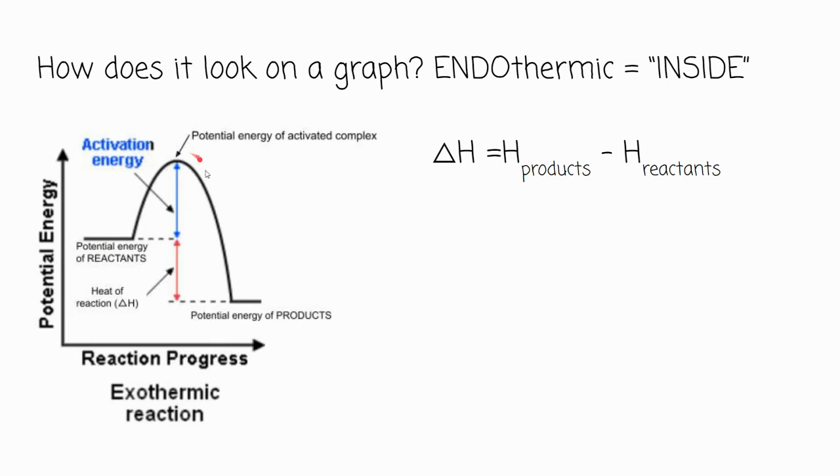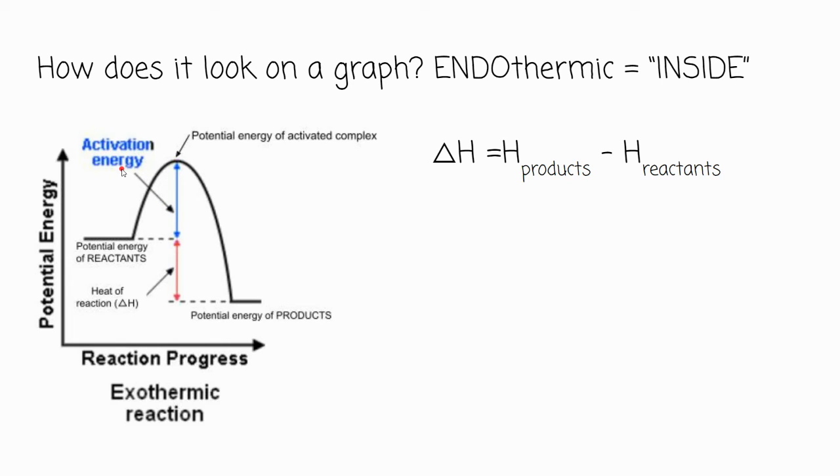Remember that in order for the reaction to occur, you must hit the activated complex. So up here represents the potential energy of the activated complex. This is the activated complex. So if there was an arrow drawn from the very bottom all the way up to the very top, like there is on your paper, then that is the potential energy of the activated complex.